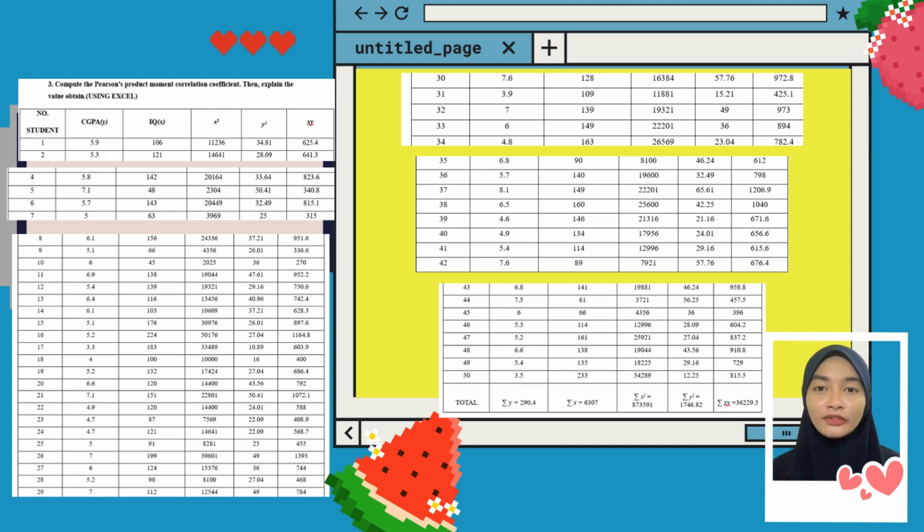The total for IQ, which is X, is 6307. The total for CGPA, which is Y, is 290.4. The total for X squared is 873591. The total for Y squared is 1746.82. And the total for XY is 36229.4. That is all for my part.